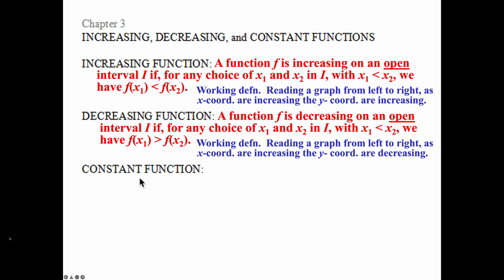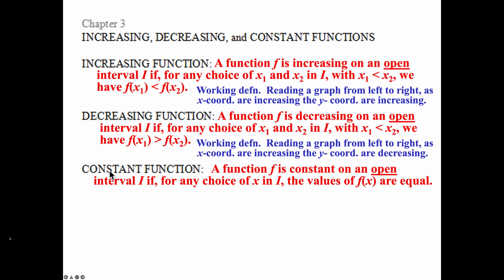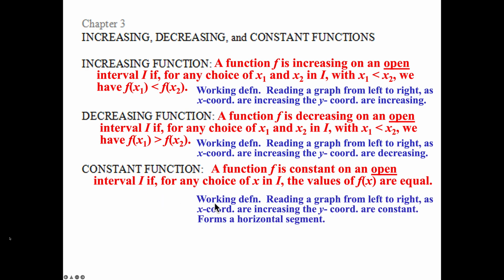What happens to the y coordinate is the name of the function. So therefore, for my constant function, the working definition is that everything's going to be the same. As x is increased, the y coordinate stays constant, stays the same, no change. All right, so red, blue, good. Working definition, reading a graph from left to right, as the x coordinates are increasing, the y coordinates are constant. They stay the same. In other words, you form a horizontal segment.